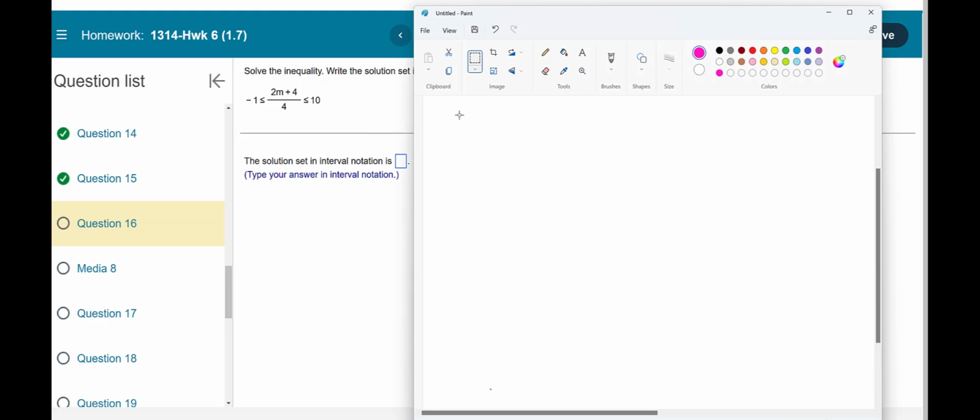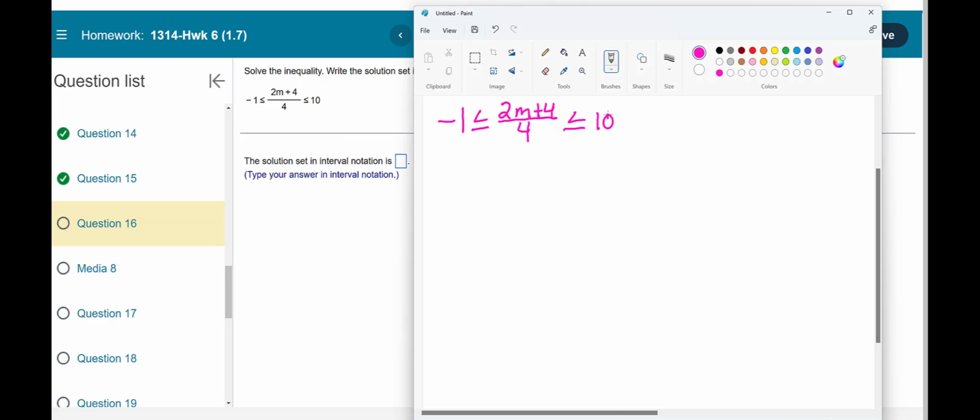So we have -1 is less than (2m plus 4) over 4, and (2m plus 4) over 4 is less than or equal to 10. So they're both less than or equal to. The line underneath it means equal to. Okay? We probably all know that.